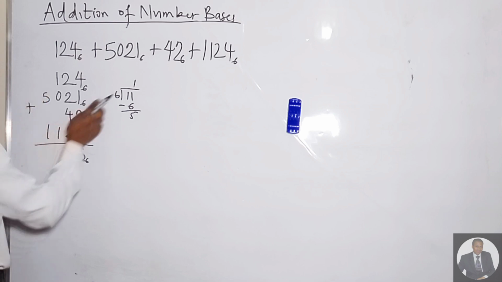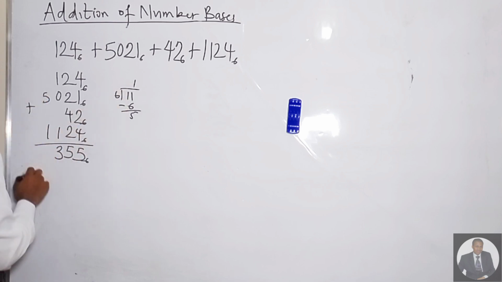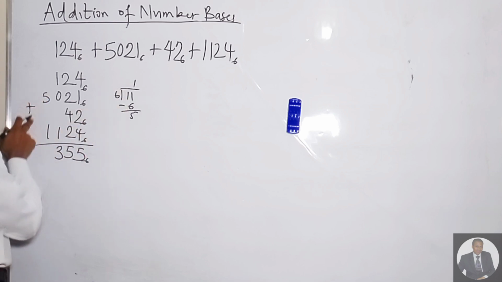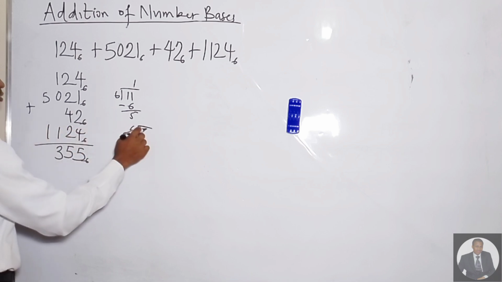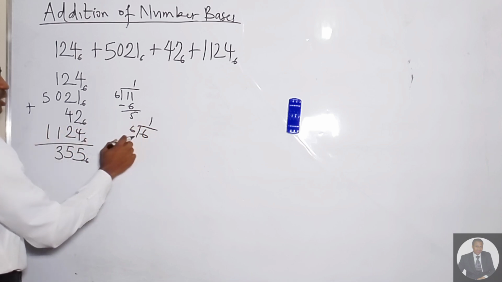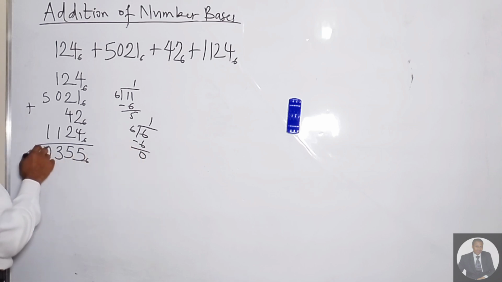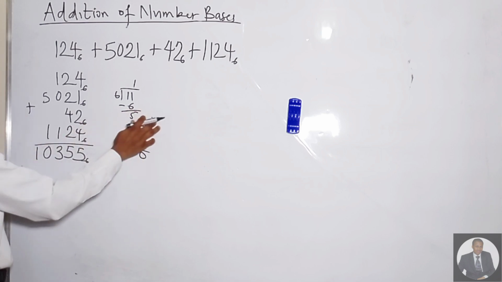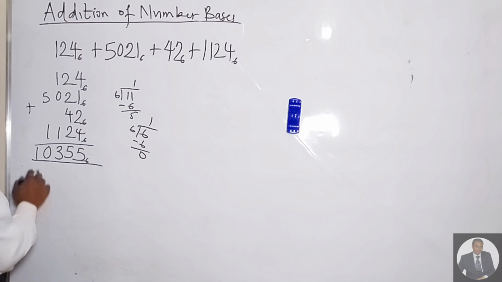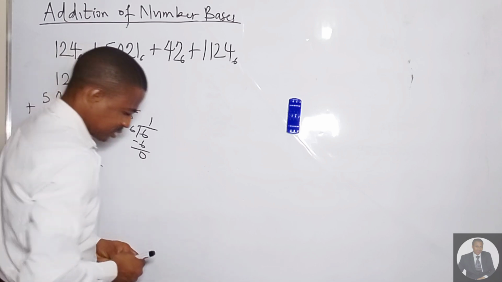1 plus 1, 2 plus this, 3. We can write 3 because it is less than 6. 5 plus 1, 6. We cannot write 6 under base 6. So we say how many 6 is in 6? 1. What remains will be 0. So write what remains first, then we add the coefficient 1 to it. So our answer will be 10355 base 6.